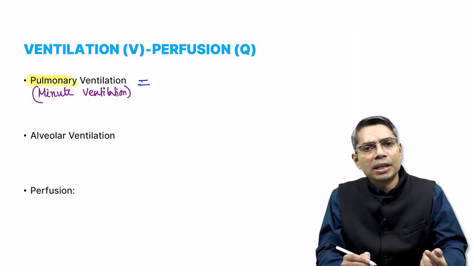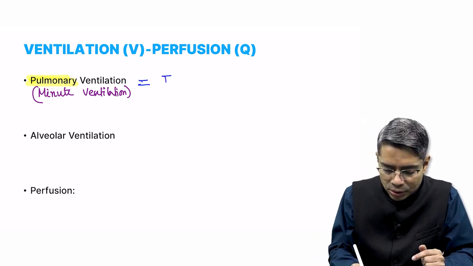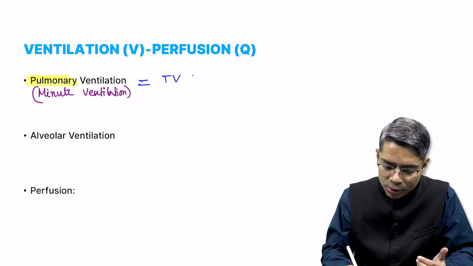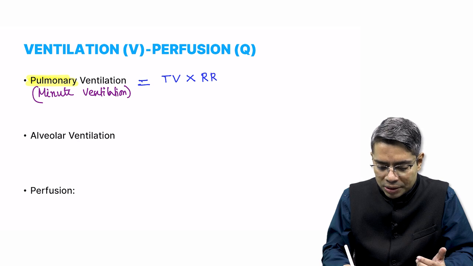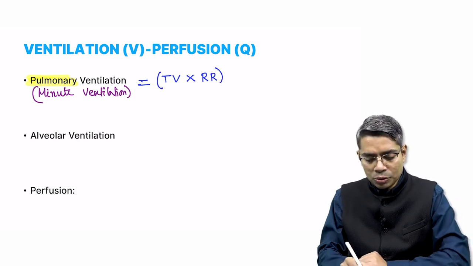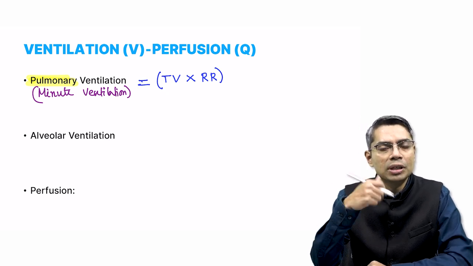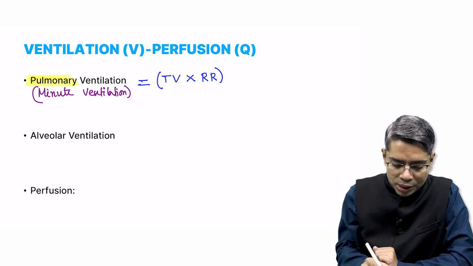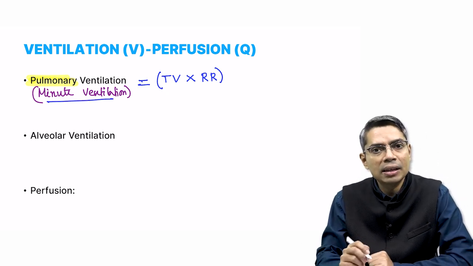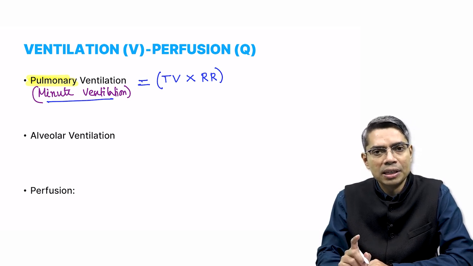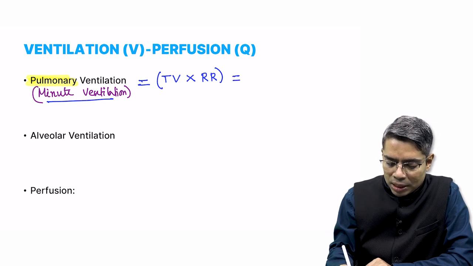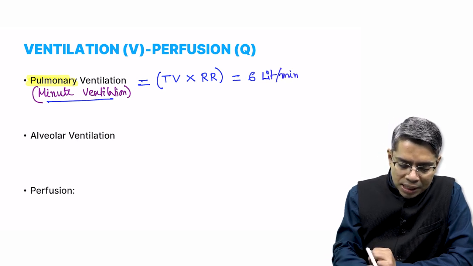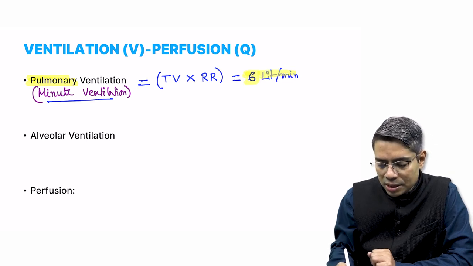Simple thing is that if you take one single breath, how much air you are taking inside your lung, that is the tidal volume, right? We all know approximately 500 ml of atmospheric air. If you multiply this tidal volume with your respiratory rate, which is normally 12 to 14, you are going to get the total amount of air that is entering your lung in 1 minute, and that is known as the pulmonary ventilation or minute ventilation. If you multiply the normal values, it will be approximately 6 liter per minute. So the pulmonary ventilation normal value is 6 liter in 1 minute.